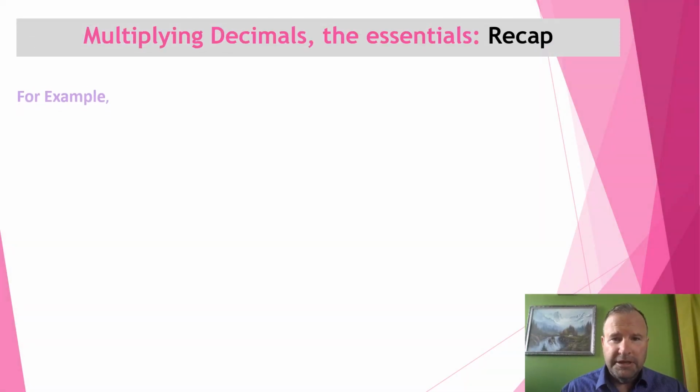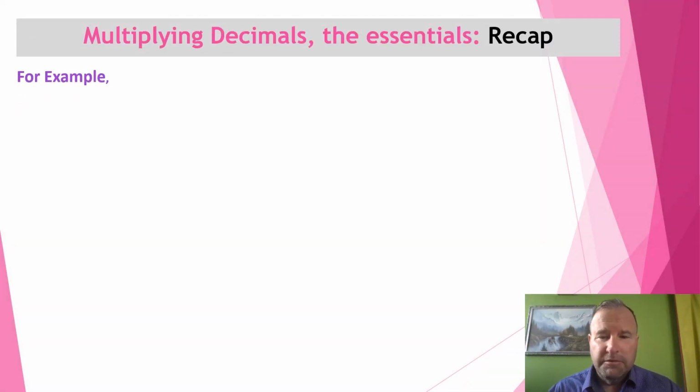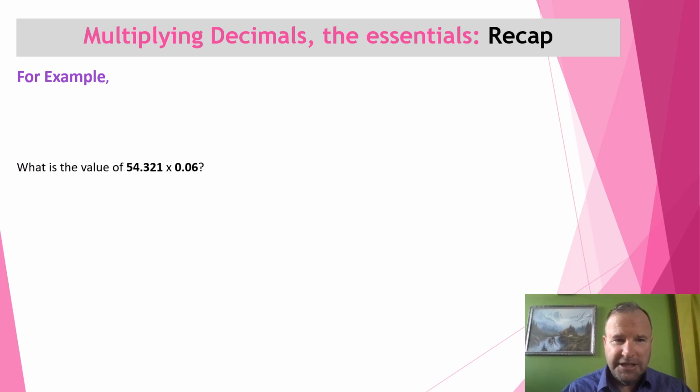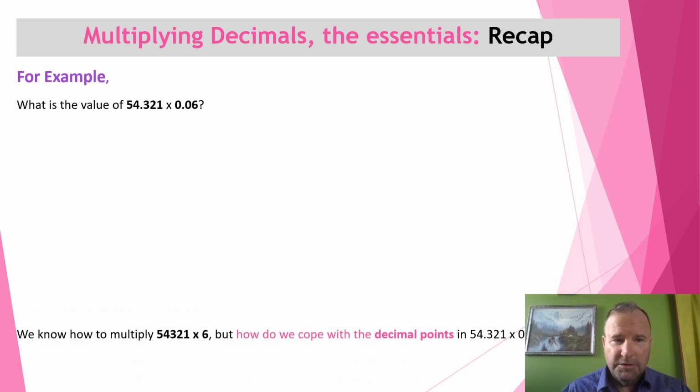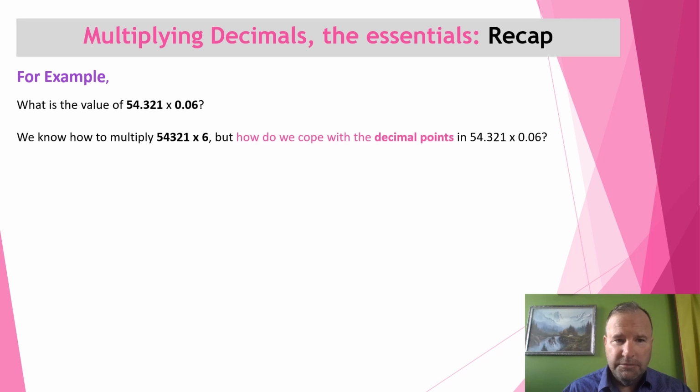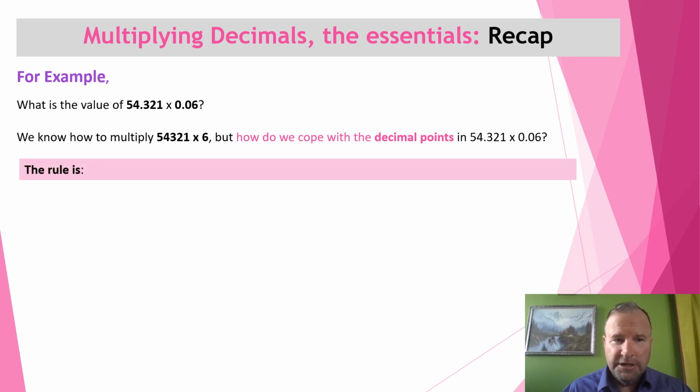Okay, we're into multiplying decimals and doing a bit of a recap because we're doing the exercises. See how much you remember from the work. What is the value of 54.321 times 0.06? From the previous slide, we need to multiply, make it easier, and then we can cope with the decimal points.